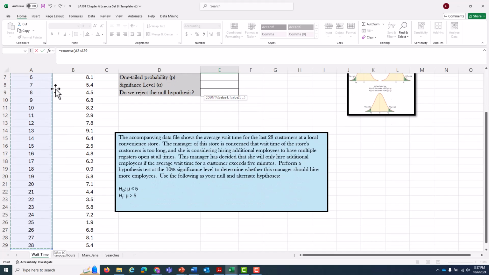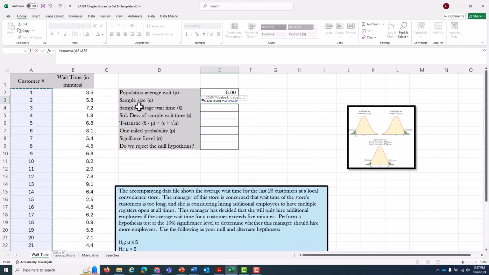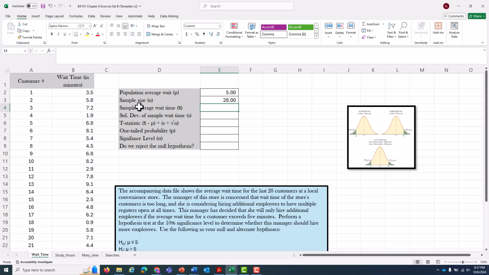So I'm just going to go and highlight all those customer numbers. I know it's going to be 28, but when I hit enter, it's going to prove it to me. Sample size is 28. I need the mean average wait time for this set of 28 customers that we came in.